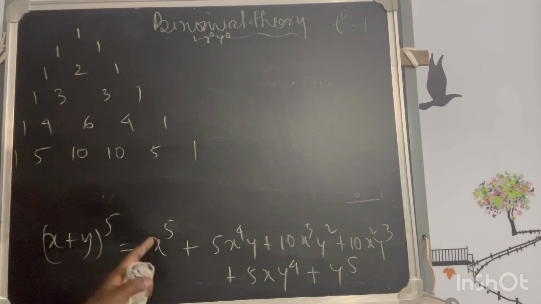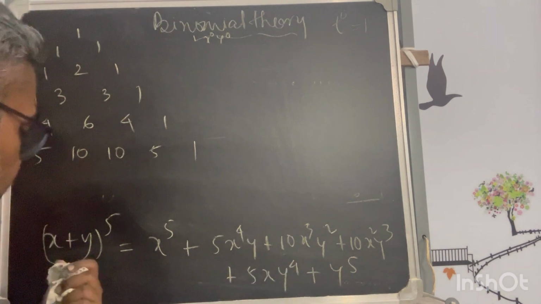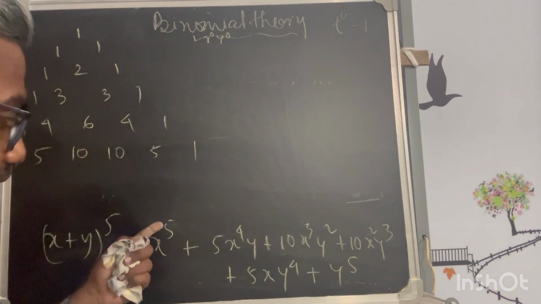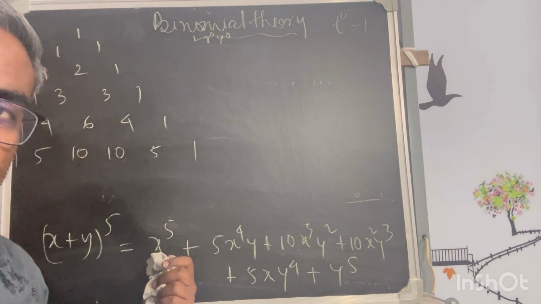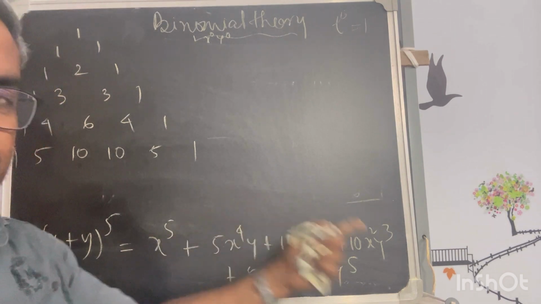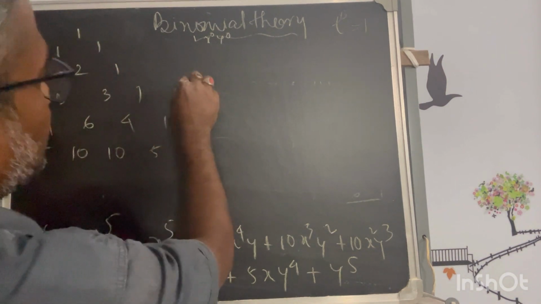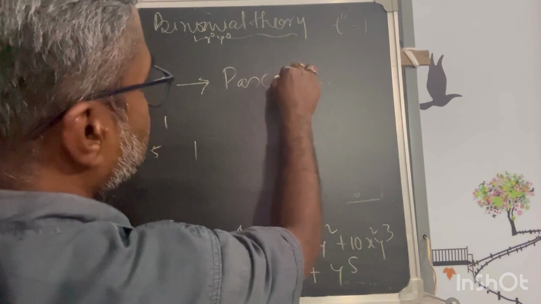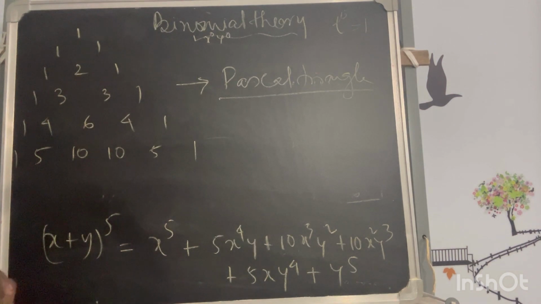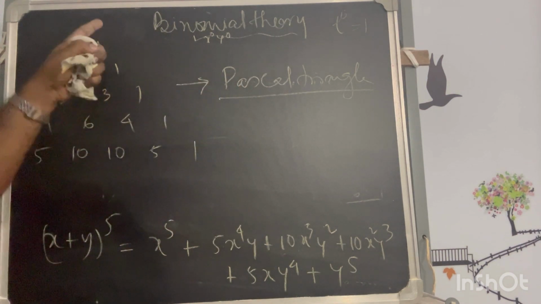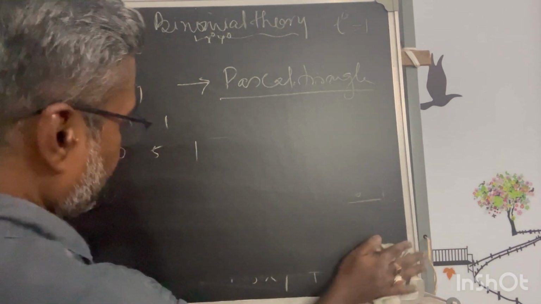So the coefficients follow the pattern of this triangle, and the powers vary in reverse: one term starts from the highest power and reduces to 0, and the other term simultaneously varies from 0 to the highest power. This is the third thing. So the coefficients follow this triangle, and this triangle has a specific name, which is called Pascal's triangle, after the name of the mathematician who invented this pattern. This is Pascal's triangle.